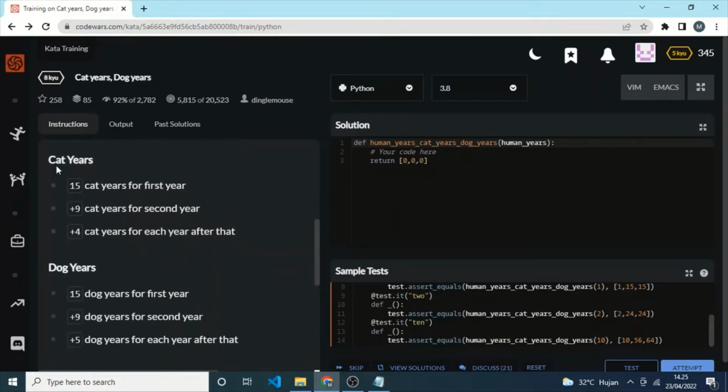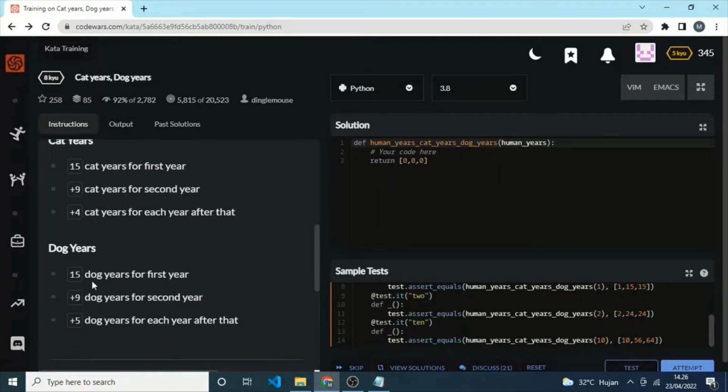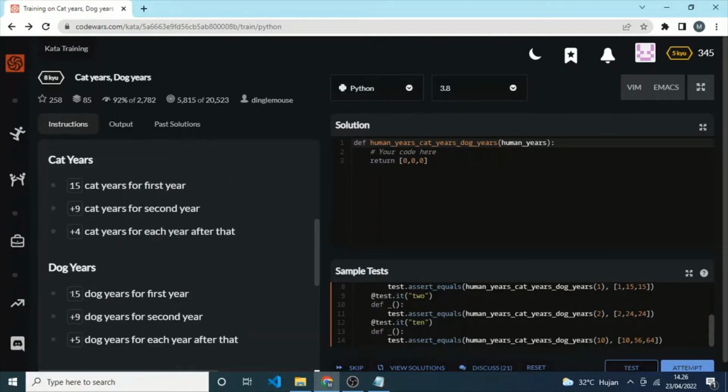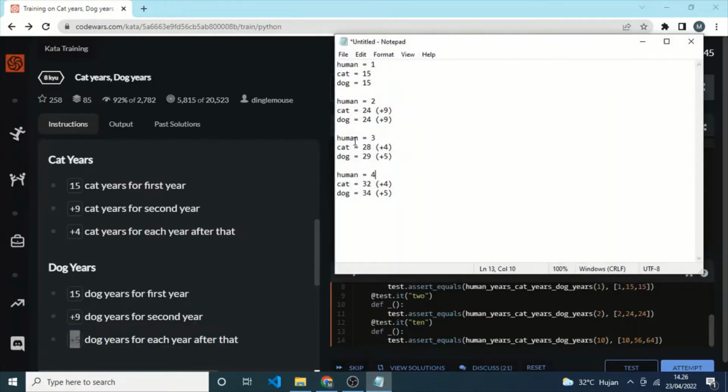So, for cat years, in the first year it will be 15, the second year it will be plus 9, which will become 24, and then starting from year 3 until the rest, it will be plus 4. And then for the dog years, for the first year and second year, it is the same as the cat years, and then starting from the third year and the rest of it, it will be plus 5.